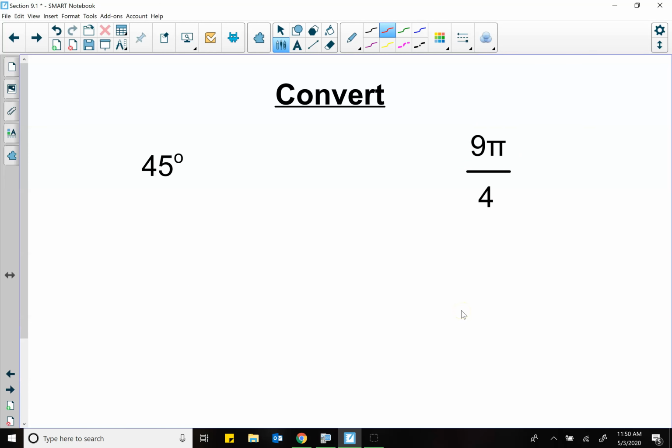So go ahead and pause the video and give this a shot. Remember, leave the pi alone when you deal with this stuff, especially when it comes to radians. When it comes to degrees, the pi should cancel out. And go.